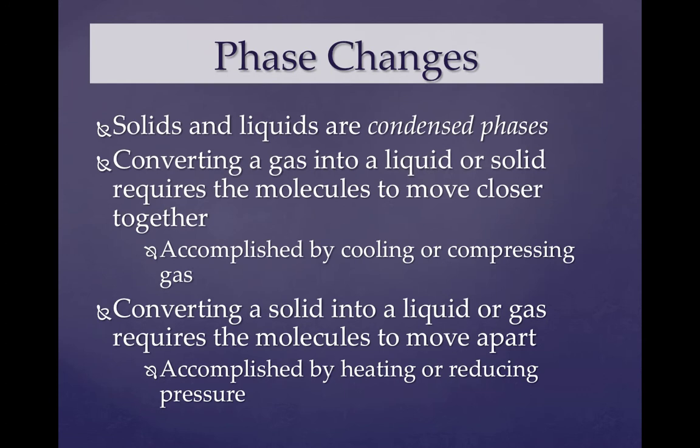Phase changes are just when you go from one of those three phases, solid to liquid to gas, and so forth. Solids and liquids are what we call condensed phases. Converting a gas into a liquid or a solid requires the molecules to move closer. So this is accomplished by increasing the pressure, cooling down the temperature, anything to get the gas particles to slow down enough that they stick together more. What actually happens is you slow their movement down so that the intermolecular forces are strong enough to hold them together. Converting a solid into a liquid or gas requires the molecules to move apart, which is accomplished by heating or reducing pressure.